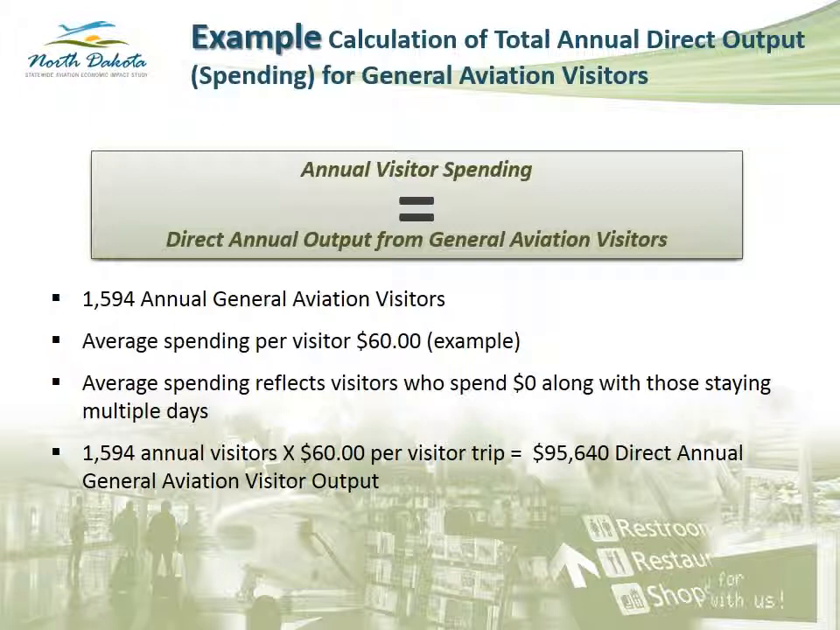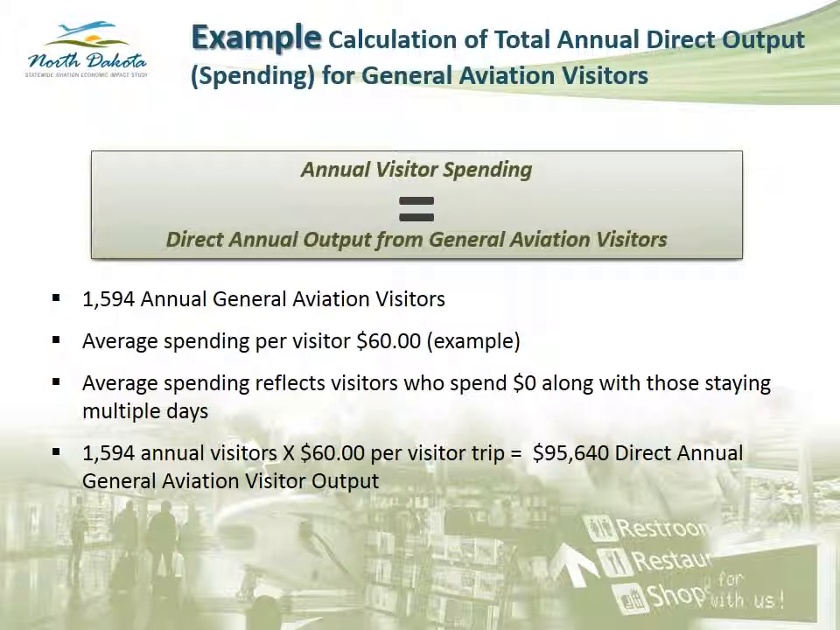Let's go over an example of how direct visitor spending economic impacts were estimated in the study. First of all, remember for the general aviation visitor category that direct output is equal to total annual general aviation visitor spending. In our example, we have a total of 1,594 general aviation visitors who arrive in North Dakota each year using our example airport. Our survey and research data shows that on average, each of these visitors spend $60 during their entire trip. Remember, this is the average spending per visitor trip.